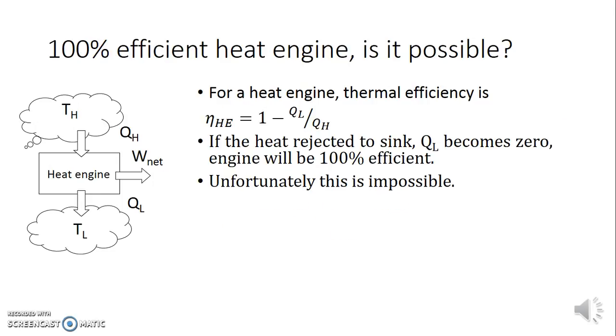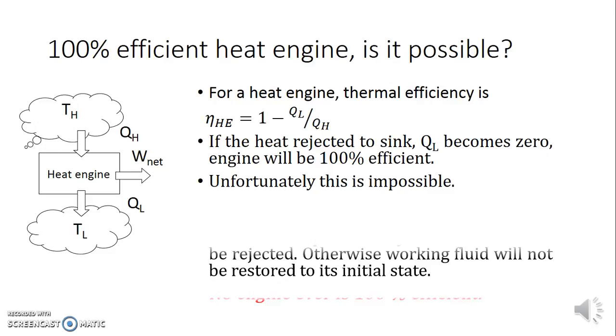Somebody may ask the question, is it possible to construct a 100% efficient heat engine? For a heat engine, thermal efficiency is defined as 1 minus QL by QH. If the heat rejected to the sink QL becomes 0, the engine will be 100% efficient. In other words, it converts all the heat supplied into work. Unfortunately, this is not possible.